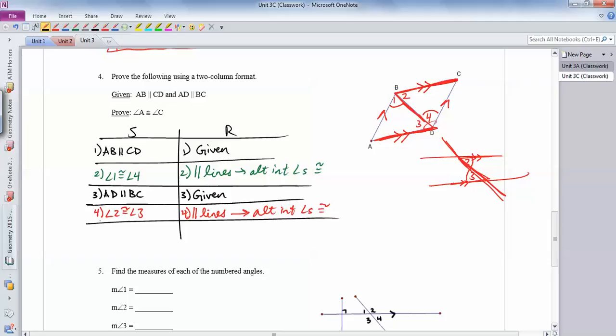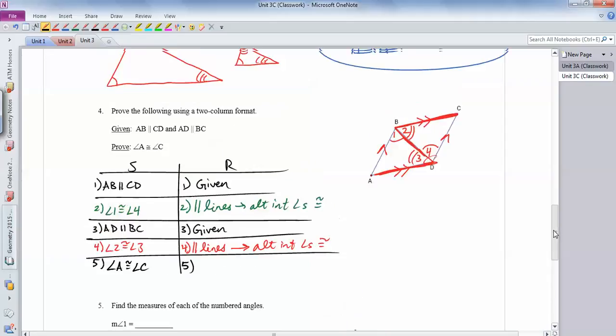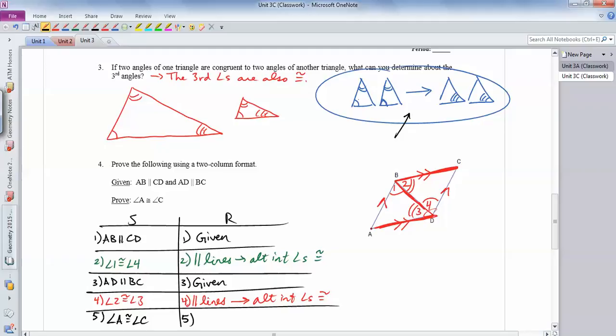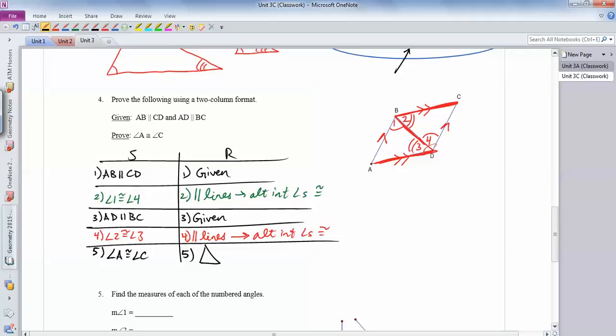Now let me label that, so these angles are congruent. It turns out that's enough to finish your proof. Step 5 can be angle A is congruent to angle C. If you think about it, I've got these two angles in the triangle on the left congruent to these two angles on the triangle on the right, so I can use this reason right here. I have two angles in one triangle, same as two angles in another, so the third angles are the same. I'll just draw that in. Two angles of one triangle match up with two angles of a second triangle, so the third angles match up. Okay?